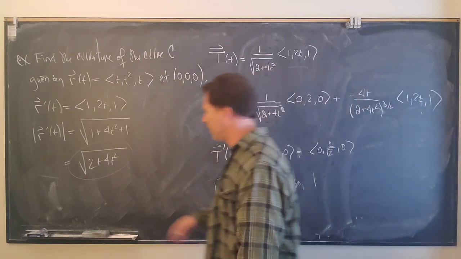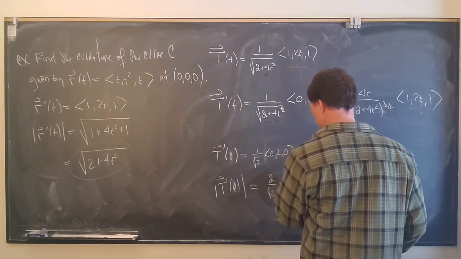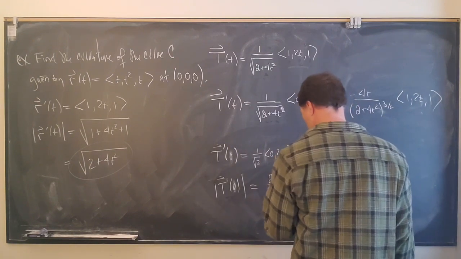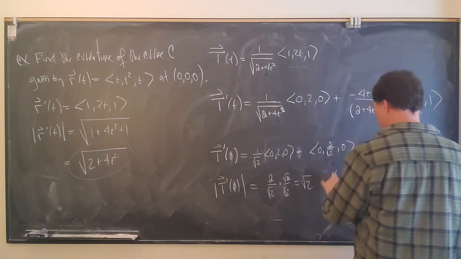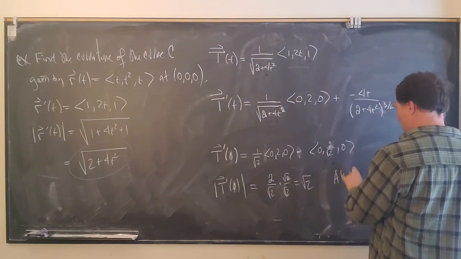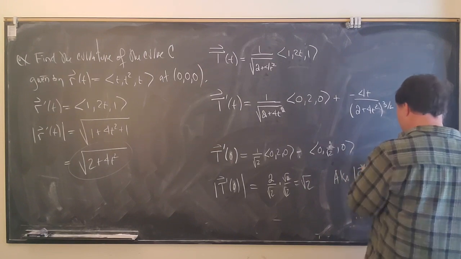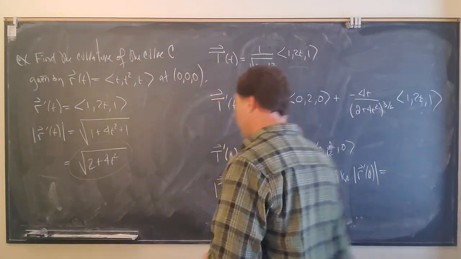Oh, let's rationalize this. Why am I being so cryptic here? So times root 2 times root 2. That cancels out the 2, so this is just square root of 2. And then we can say also the magnitude of r prime of 0. Okay, so if I plug 0 in here, I'm going to get square root of 2.